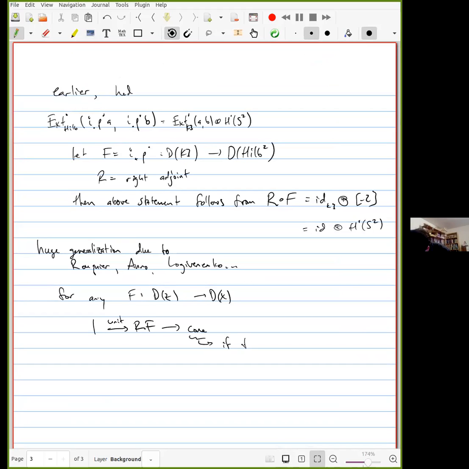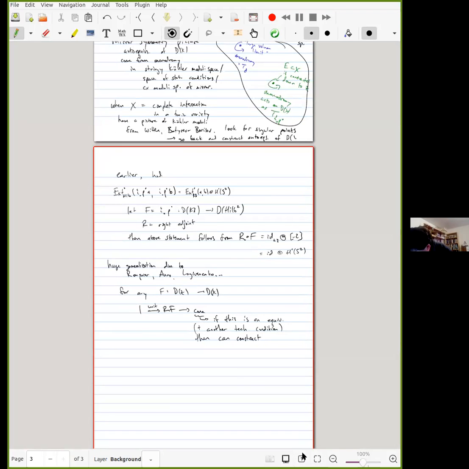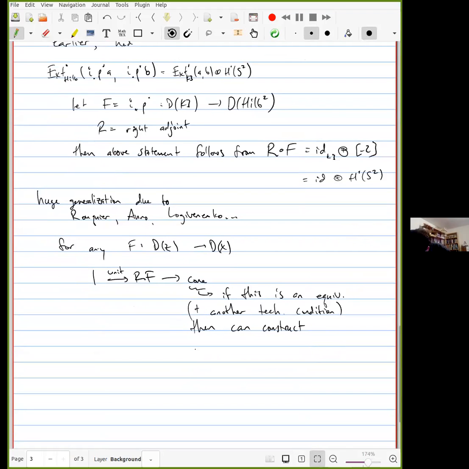And if this is an equivalence, and another technical condition comparing the left and right adjoints, which in Calabi-Yau settings tends to come for free, then we can construct an autoequivalence of the derived category of X.